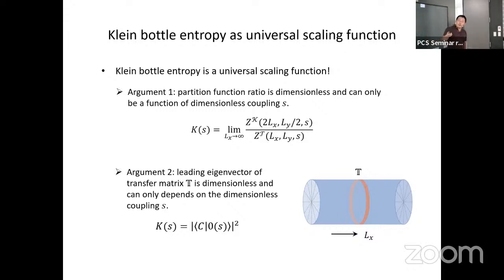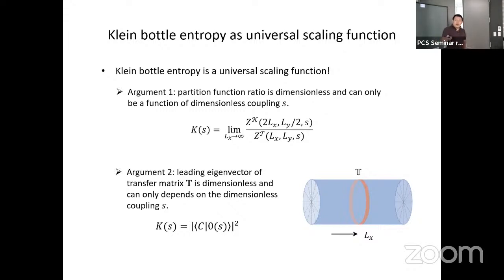And if you consider the partition function ratio, then of course we all know that the partition function itself is dimensionless, and the ratio of two partition functions is of course also dimensionless. The left hand side is the entropy, and the right hand side is dimensionless, and then the Klein bottle entropy can only depend on this dimensionless parameter, and there's nothing else in the theory which is dimensionless. So that's the only possibility for getting this entropy.